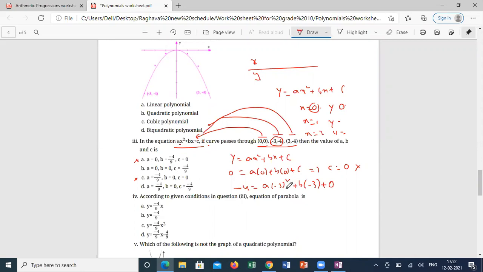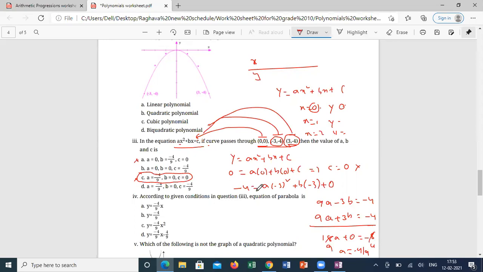Yes, sir. So from here, I got 9a minus 3b is equal to minus 4. Substitute 3 comma minus 4 in the same equation. We are substituting 3 comma minus 4 and c value: 9a is equal to minus 4, 9a plus 3b, correct? So if I am adding, I will get 18a plus 0 is equal to minus 8. So a is equal to minus 4 by 9. So option C is the right answer.